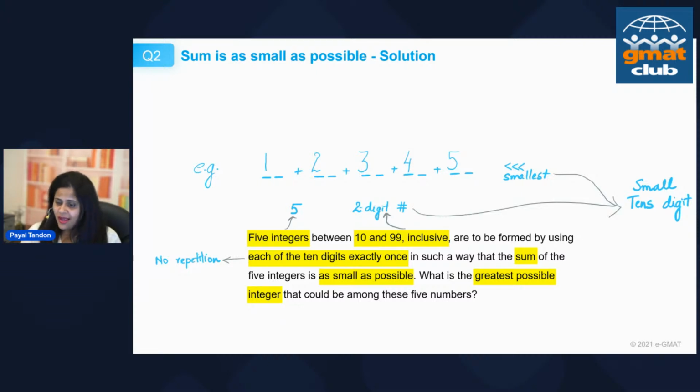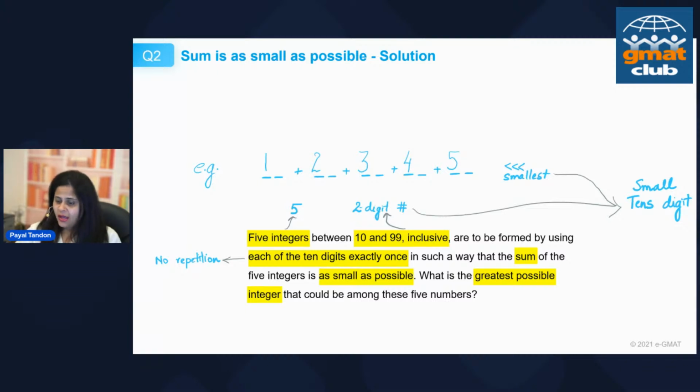Whenever you feel that a quant question, for that matter, whenever you feel any kind of GMAT question seems to be very difficult, at that point in time, you need to just take a step back and pause and trust yourself that I can definitely solve it.